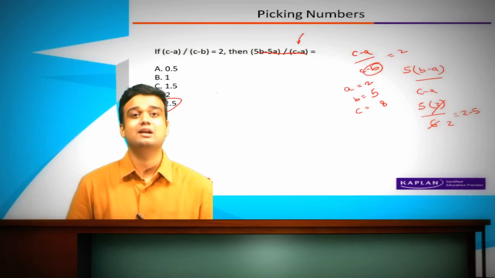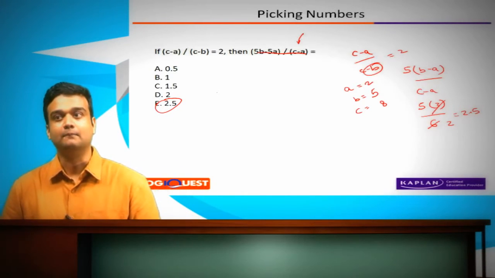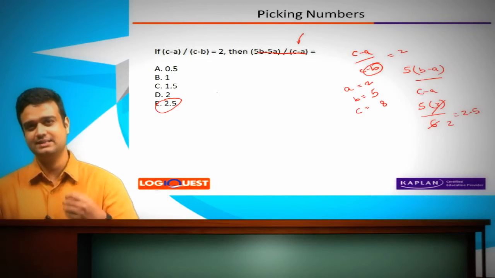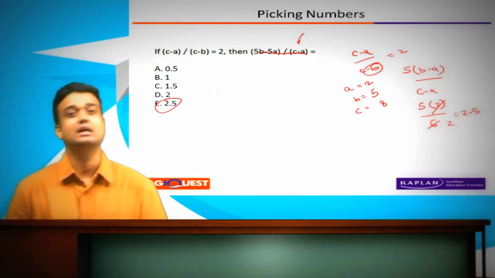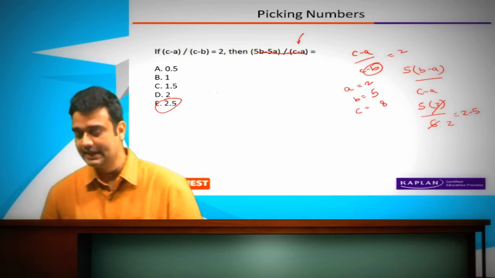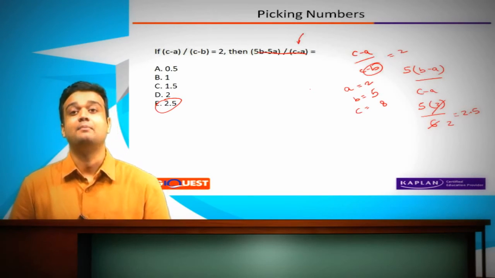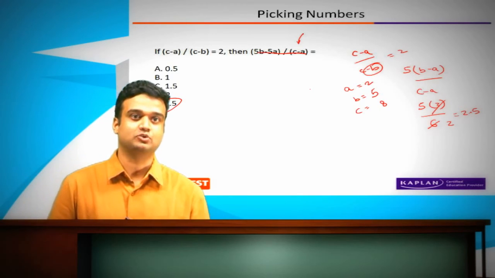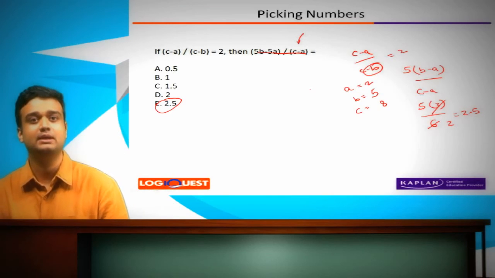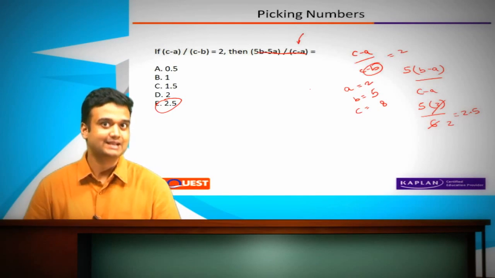So when there are variables in the question, ask yourself, is it possible for me to define these in number terms? Right? If you can, go ahead and work with numbers. Make sure that the constraints are met. Work with easy numbers. Work with numbers that work with respect to the defined constraint. In this case, C minus A by C minus B was equivalent to 2. So make sure you pick numbers that satisfy that constraint.